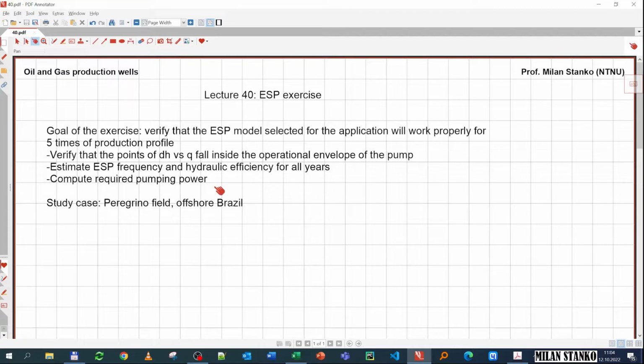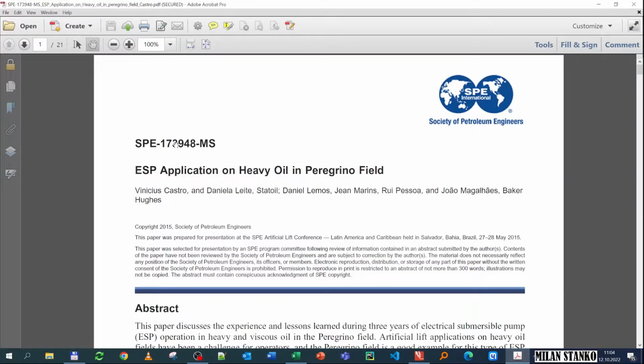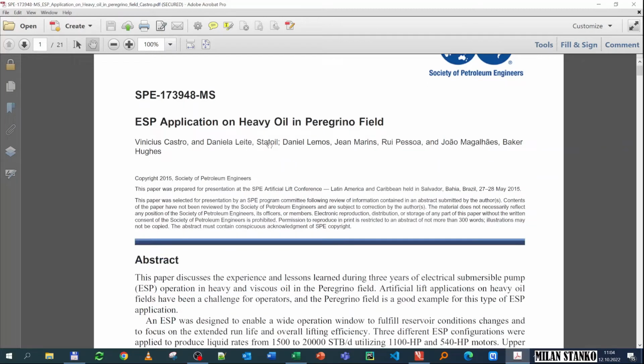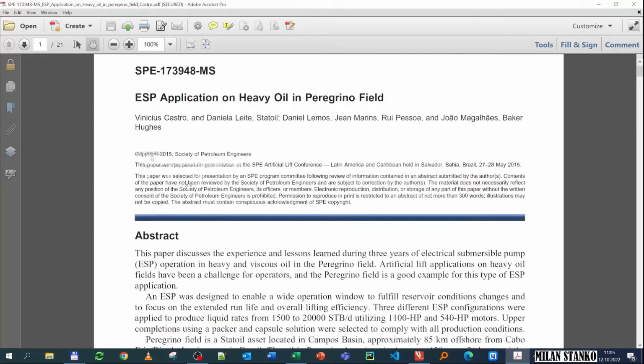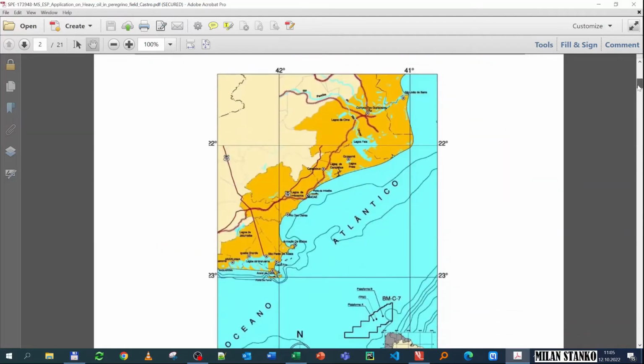For the motor that I have selected, I have to make sure that its capacity is enough to pump what I am planned to pump. The study case we're going to use is the Peregrino field, which is offshore Brazil. All the data is taken from a paper published by Statoil, at that time, now Equinor, and Baker Hughes in 2015. So let's go a bit through the paper.